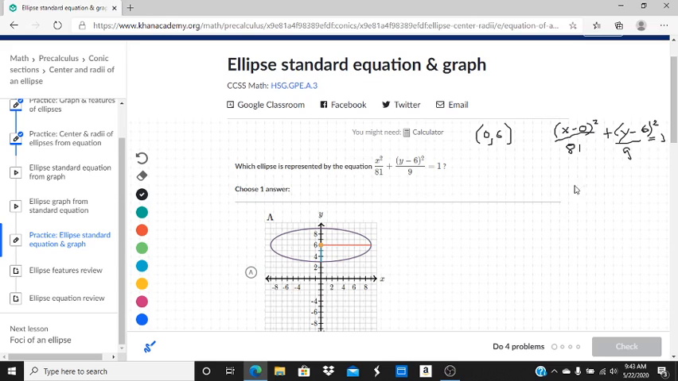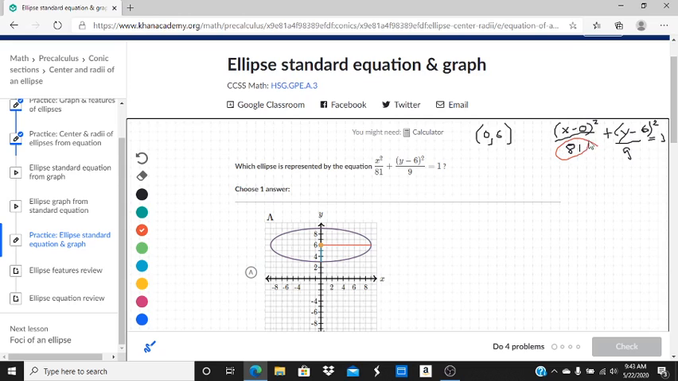Now to find the semi-major axis, we take the larger denominator, 81, and take the square root of 81 to get the semi-major axis. That's going to be 9, and it's on the x coordinate. For the semi-minor axis, we take the square root of 9, so the semi-minor axis is going to be 3.